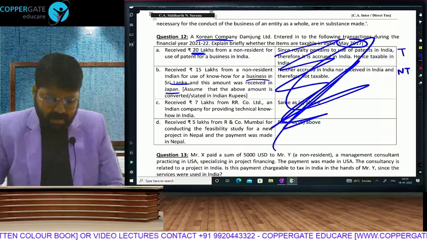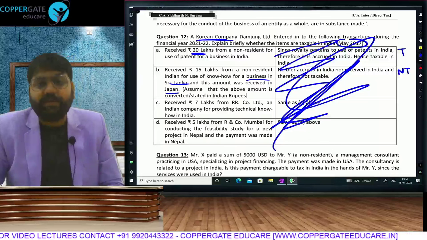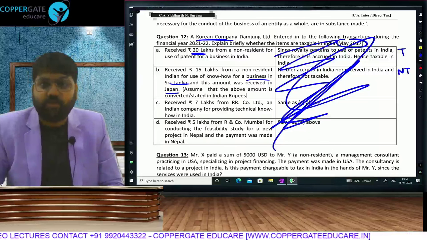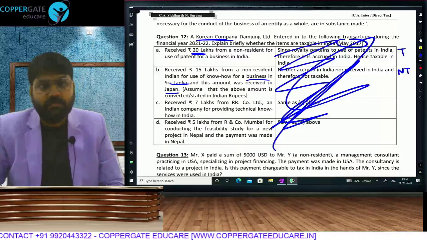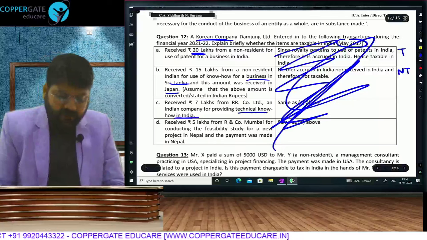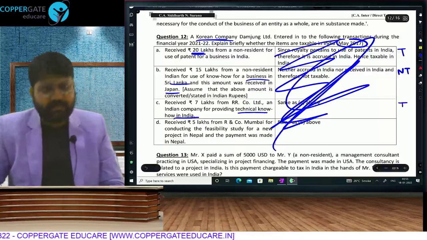Received 7 lakhs from RR company and bill company for providing technical know-how. Ridiculously easy question. It's a joke now. Is it Indian income or foreign income? And therefore, it is going to be taxable or not taxable? Taxable. And last.